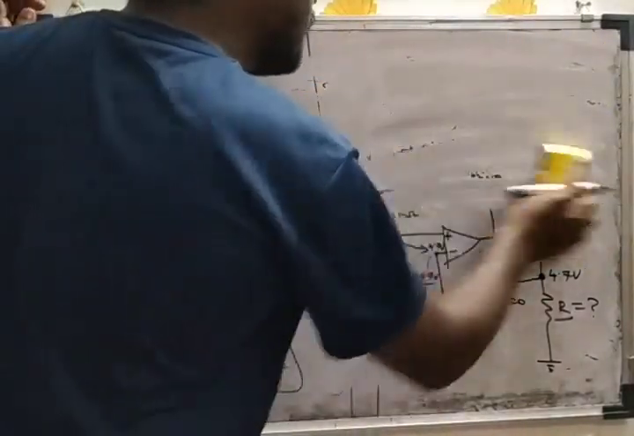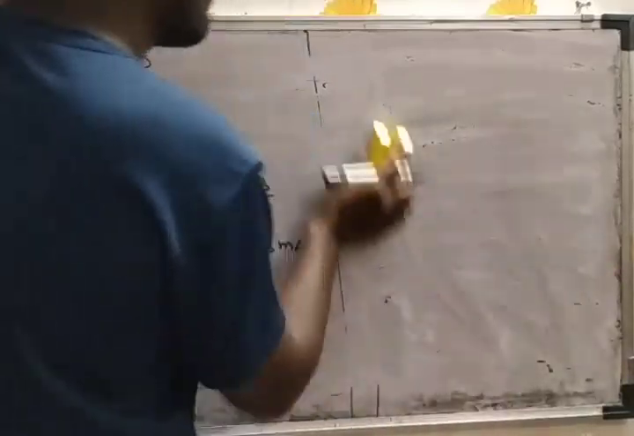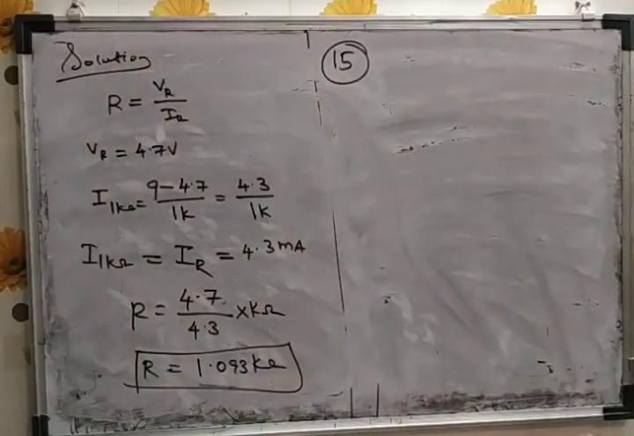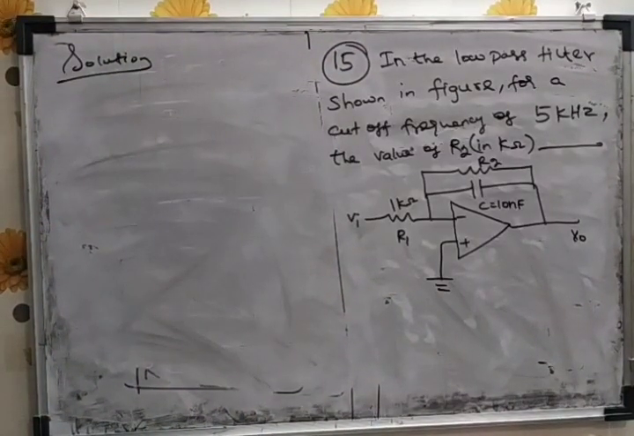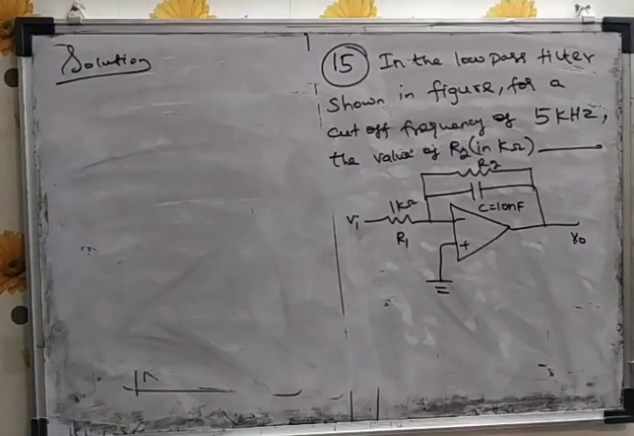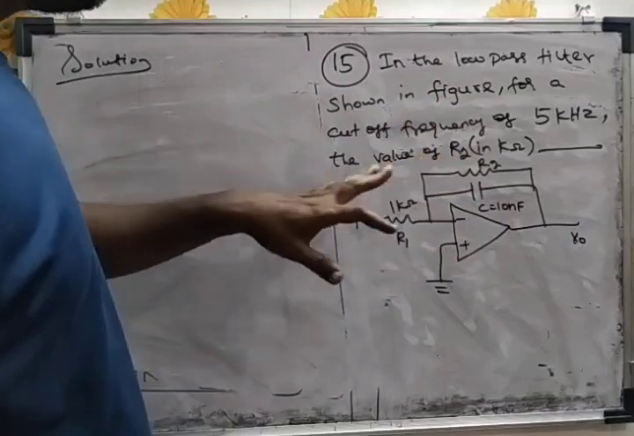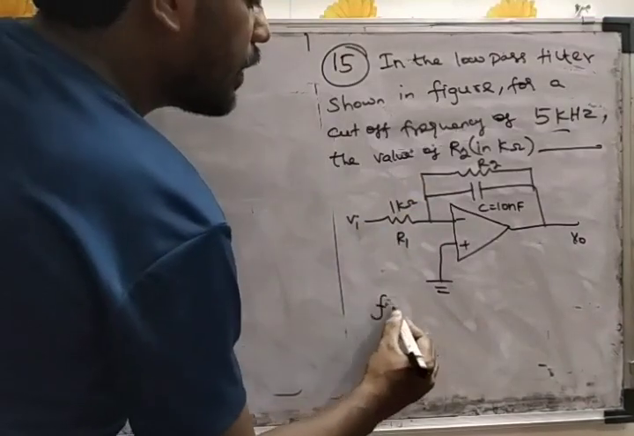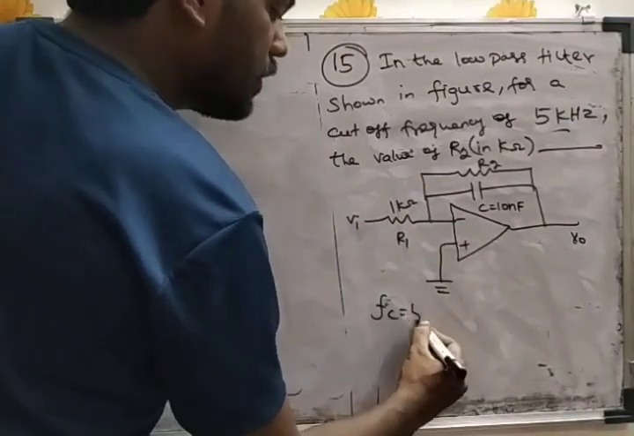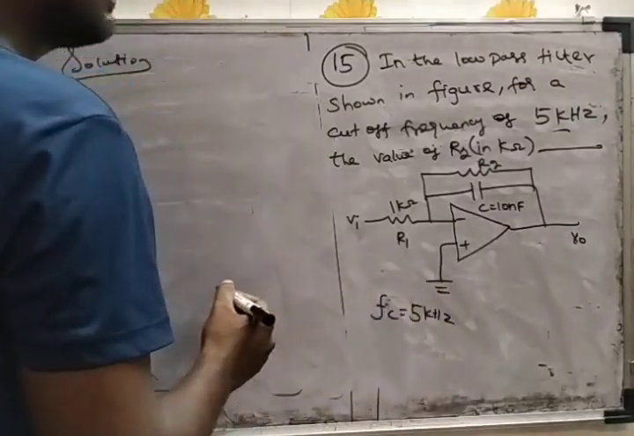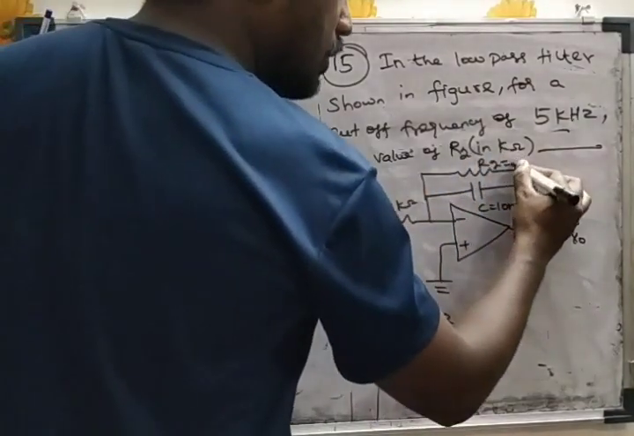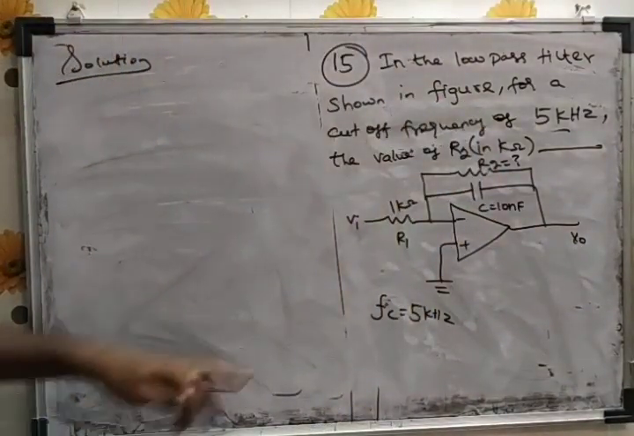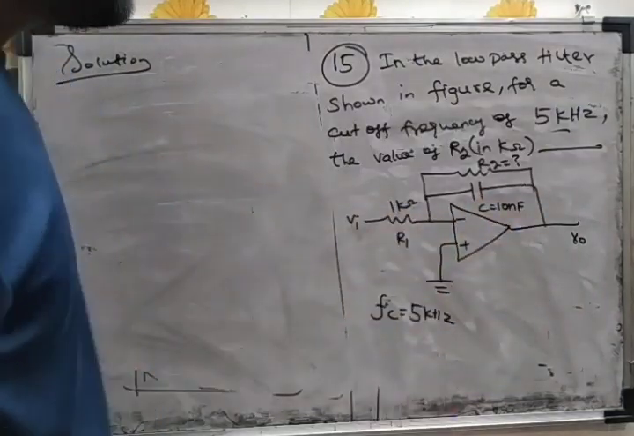So that's the final question. In the low pass filter shown in the figure, for a cutoff frequency of 5 kHz, so here the cutoff frequency FC is given as 5 kHz, and they are asking for R2. What is the value of this feedback resistance R2? Here you have R1 as 1 kilo ohm and C as 10 nanofarad.